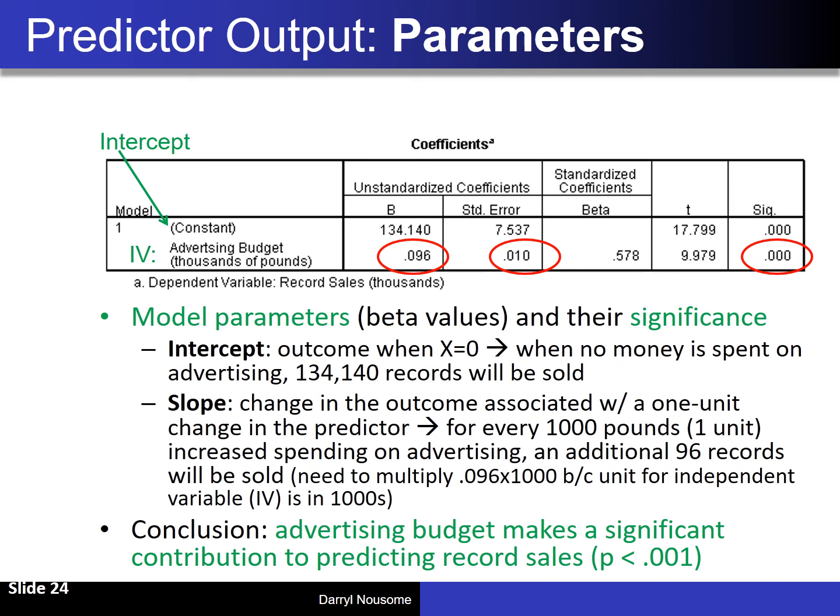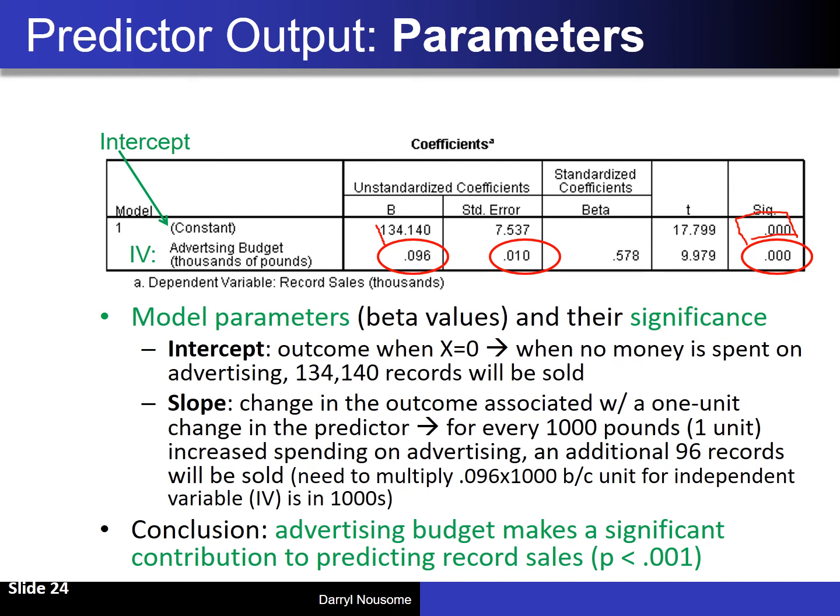Okay, so let's look at the intercept first. The outcome when x is 0, when no money is spent on advertising, is that 134,140 records will be sold. So that's here. When you don't spend any money on advertising, we would still sell 134,000 records, and that effect is statistically significant here, right? So the effect of the intercept is statistically significant.